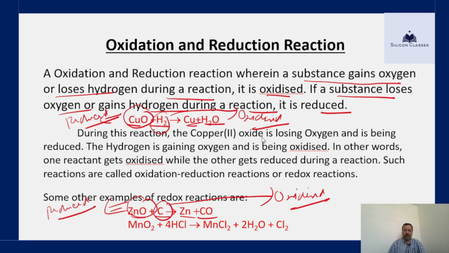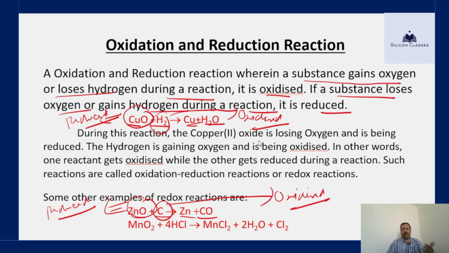In our first example, as per definition, we are seeing that copper oxide loses oxygen to form copper. So as per definition, whenever a component loses oxygen, it will be reduced. Then we will say that copper oxide is being reduced to form copper.